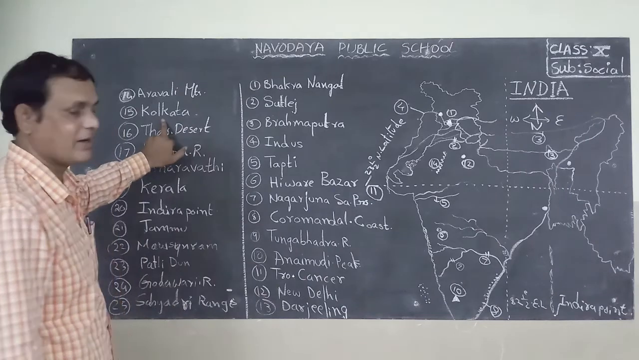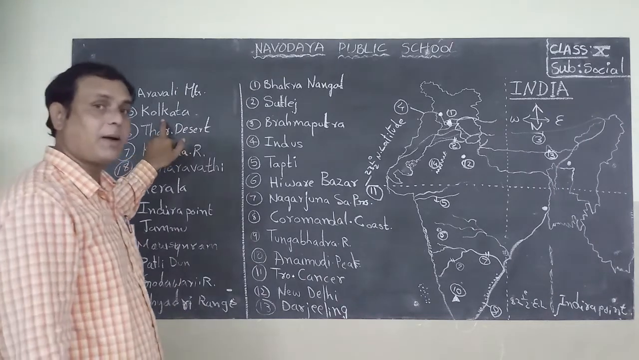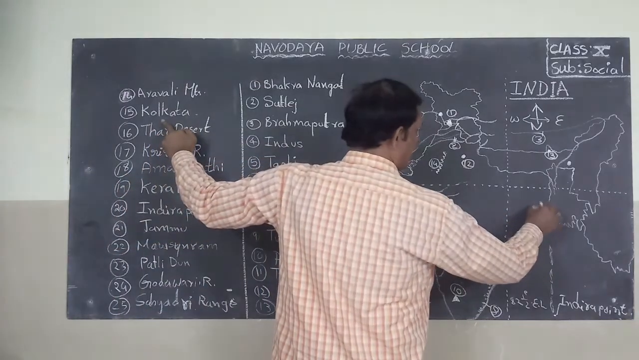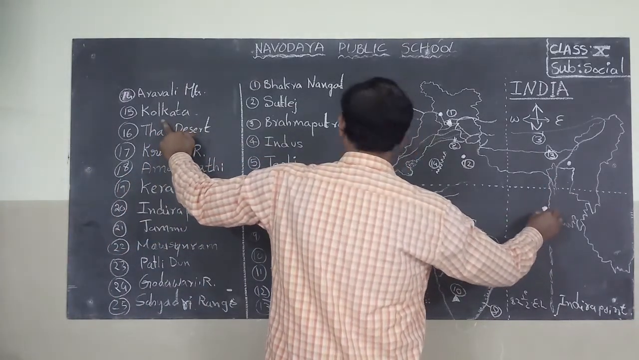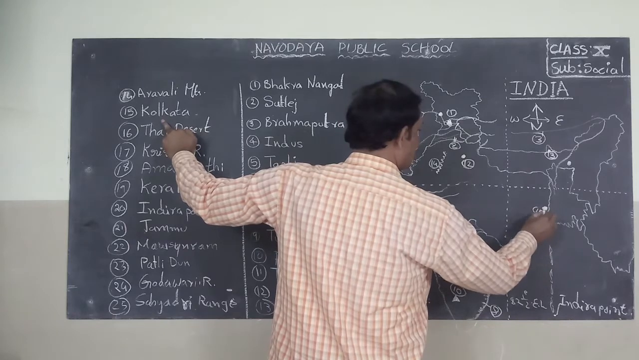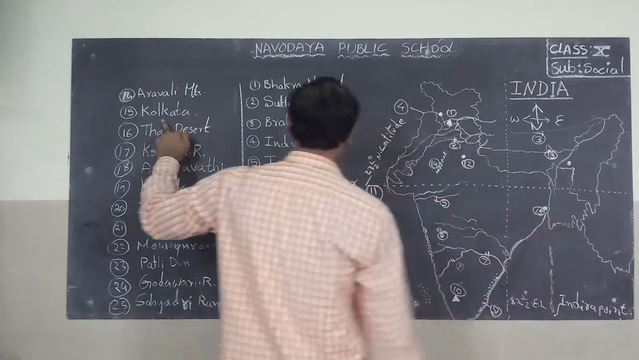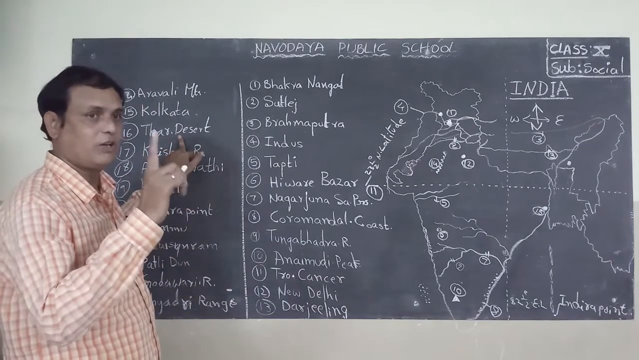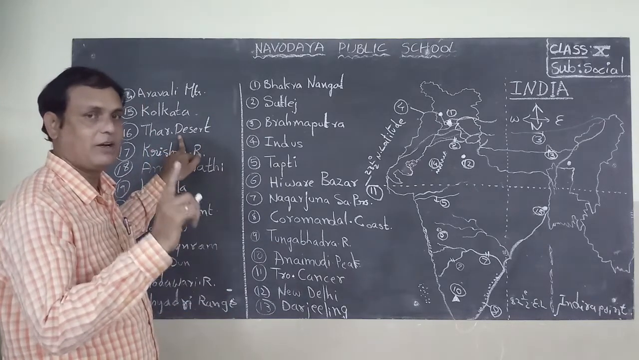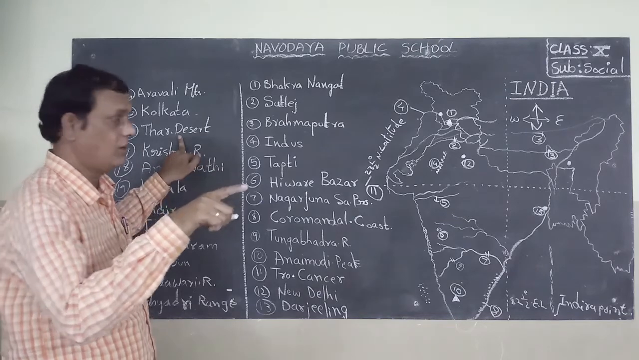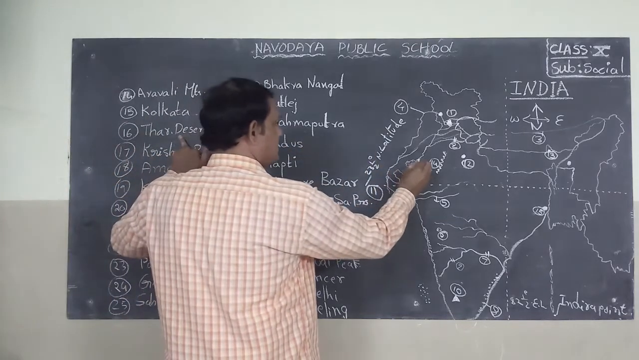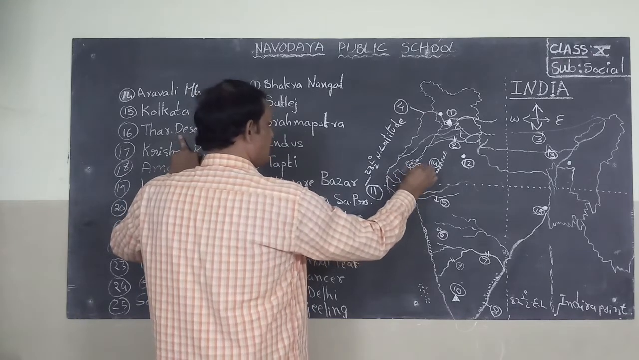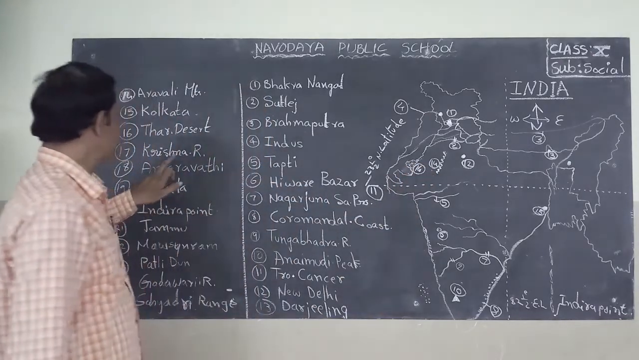Next one, Kolkata. Kolkata is the capital of West Bengal. This is Kolkata. What is the number? 15. Write down 15. Next one, Thar desert. In Rajasthan, only one desert is there in India. It's located in Rajasthan state. Look here, this is Thar desert. What is the number? 16. Thar desert.